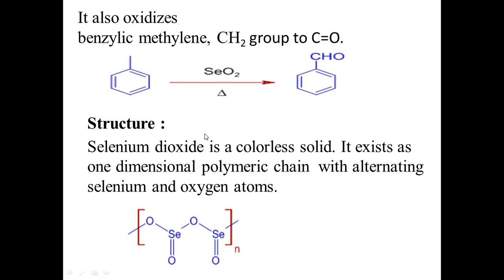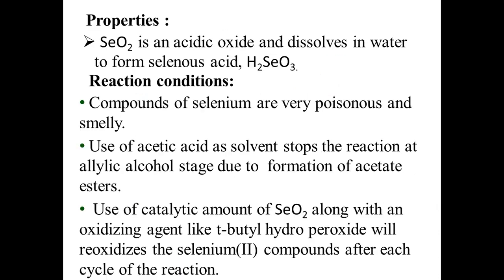Now coming to the structure of selenium dioxide, it is a colorless solid, I already told you. And it exists as a one-dimensional polymeric chain, where you can see alternating selenium and oxygen atoms. Now, coming to the properties of selenium dioxide. Selenium dioxide is an acidic oxide and it dissolves in water to form H2SeO3, which we call selenous acid.